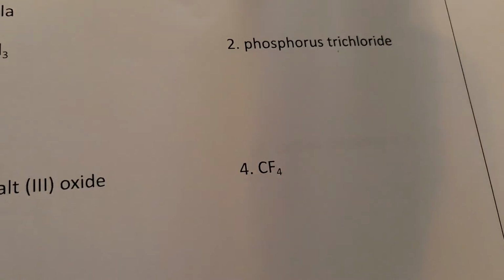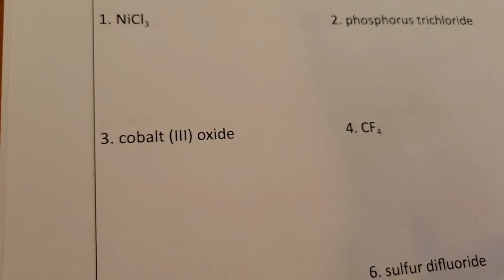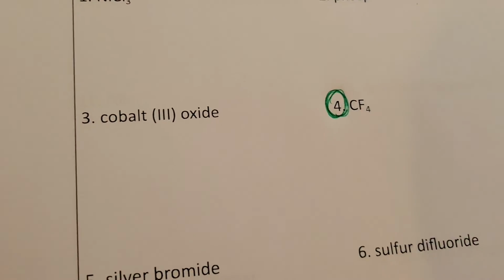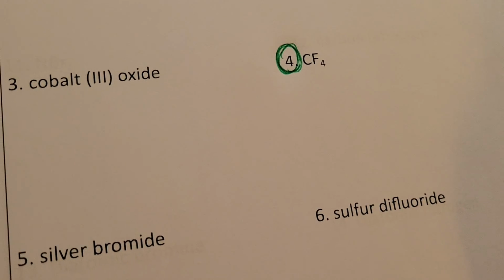So you're going to draw the electron dot for each one. If you have the formula, then you're going to give the name. If you're given the name, then you're going to write the formula after you figure it out. Okay, you're not going to do all of them. I just had a couple that I picked for you. So you're going to do number 4, which is CF4. So it should look a little similar to ones we've done before.